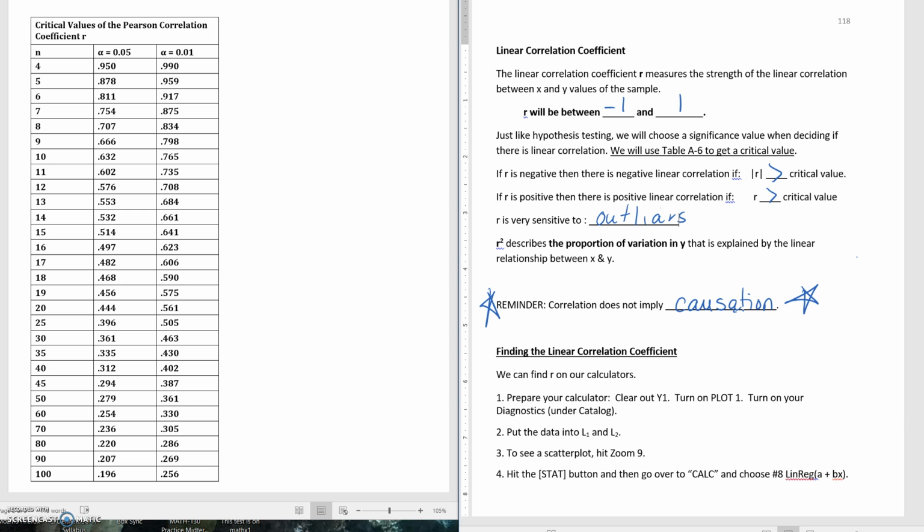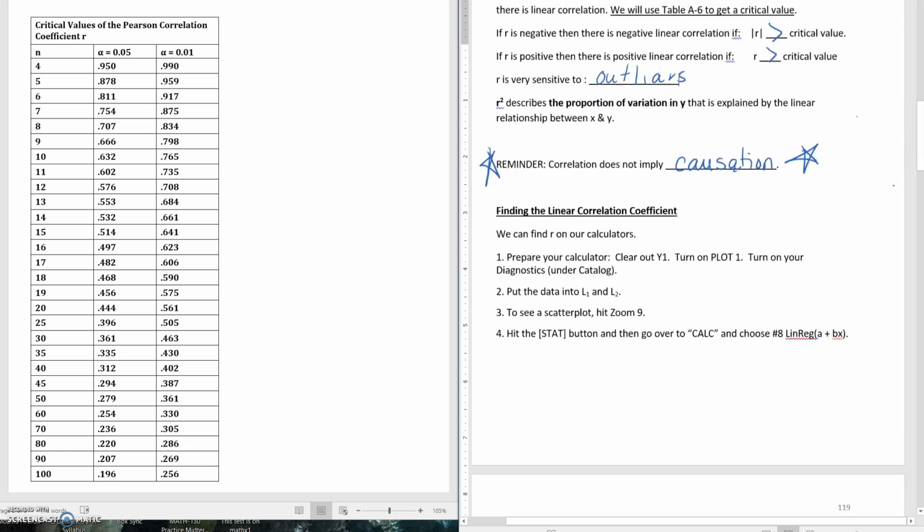Okay, so to find the linear correlation of your data set on your calculator, you're going to turn on your calculator.